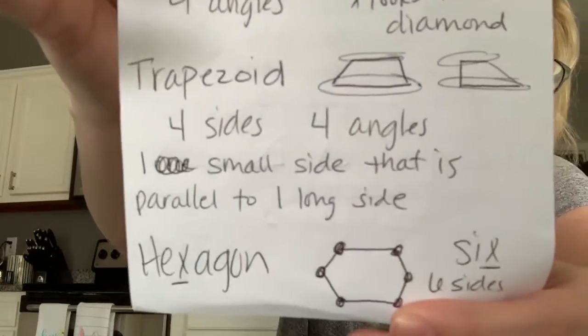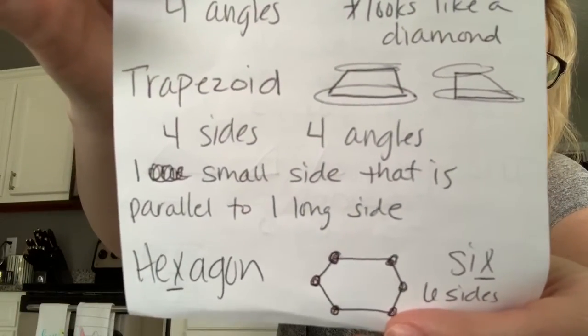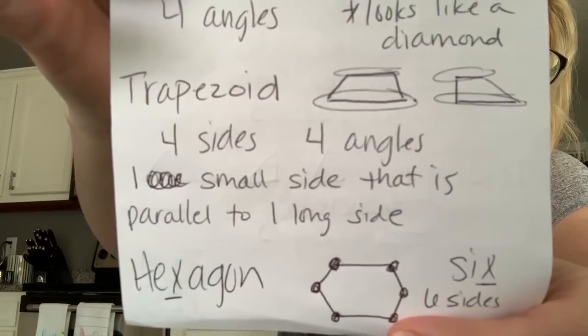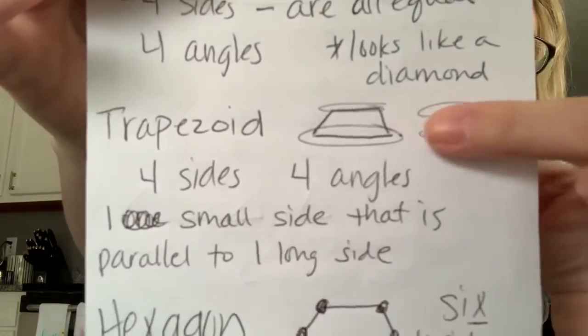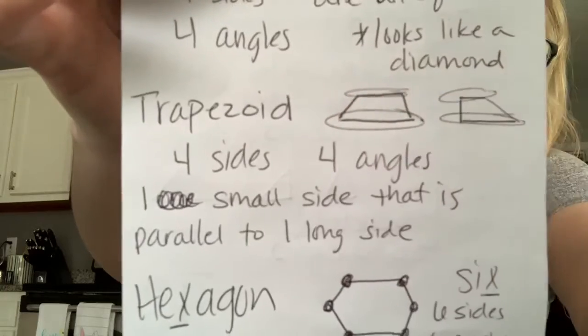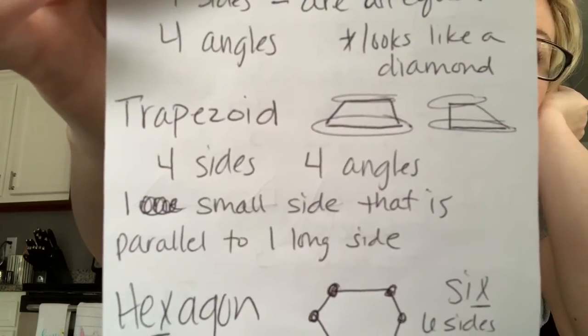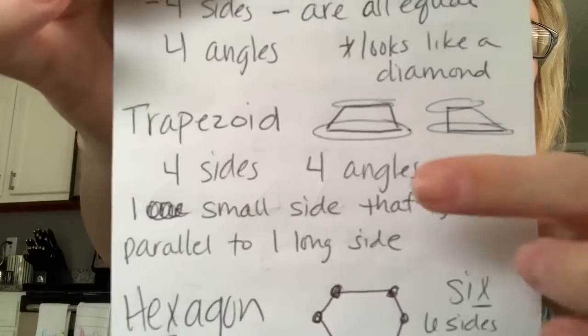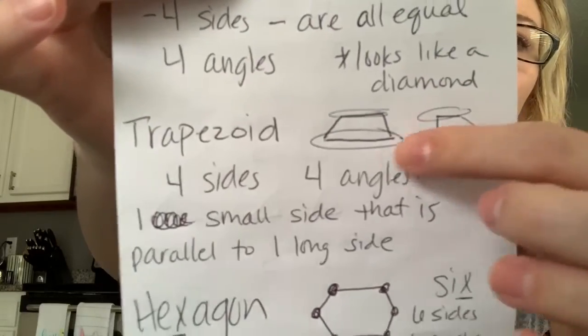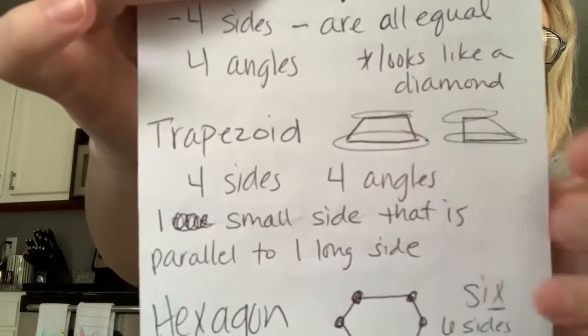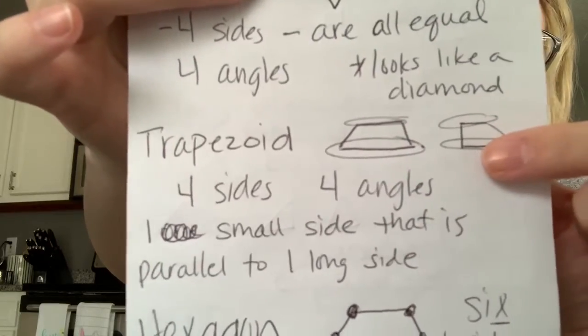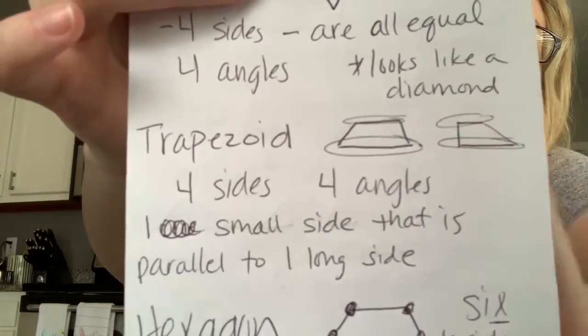Tricky. Trapezoid. Trapezoid. 4 sides, 4 angles. One's small, one's long, and they run parallel, meaning that they will never, ever touch one another. Very good. Now, trapezoids can have one 90-degree angle, but some of them don't. The ones that you see most likely are not going to. But that's the biggest trait, is that they're going to have 2 lines that run parallel to each other. One is always going to be short, and one is always going to be longer.